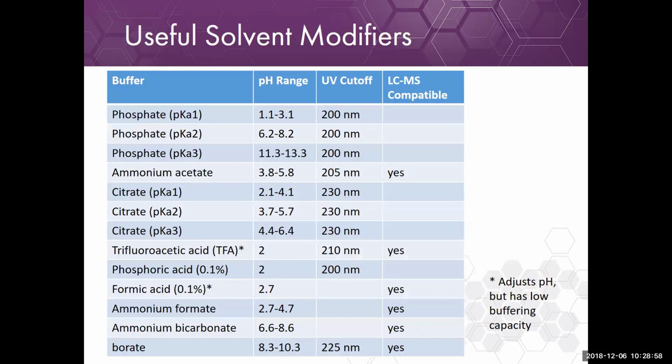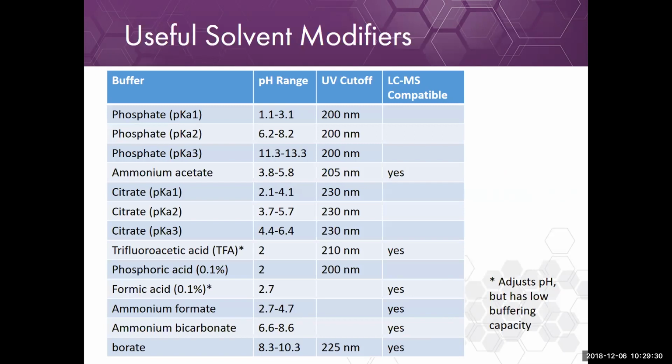Useful solvent modifiers include phosphate, ammonium acetate, citrate. Some of the common modifiers, such as TFA, formic acid, or acetic acid, adjust the pH, but they have low buffering capacity. LCMS compatible modifiers are also volatile, which means that they're easy to remove by evaporation or lyophilization.